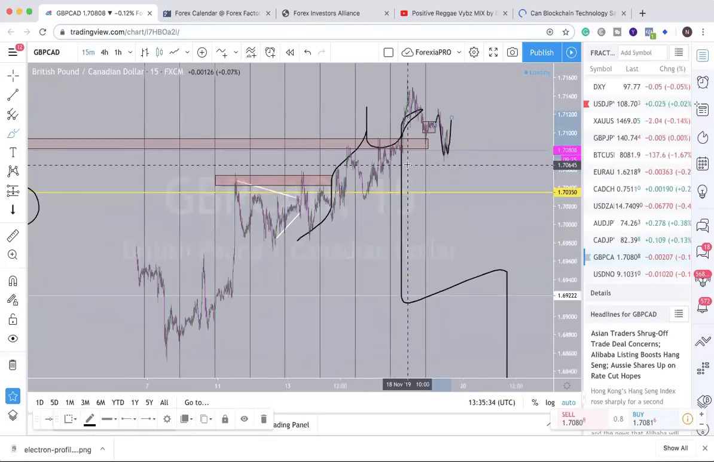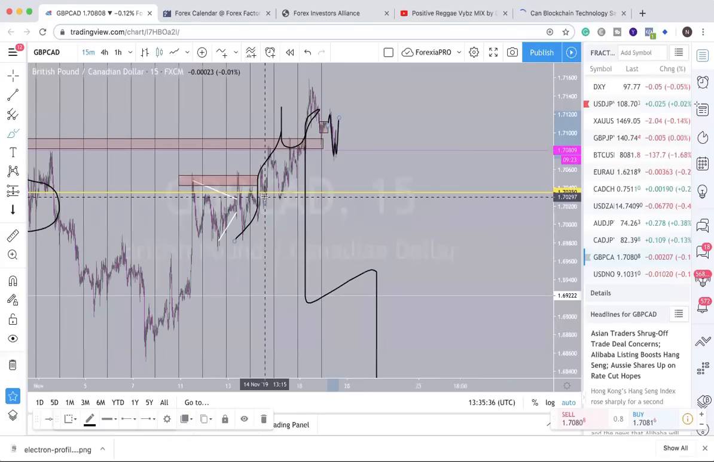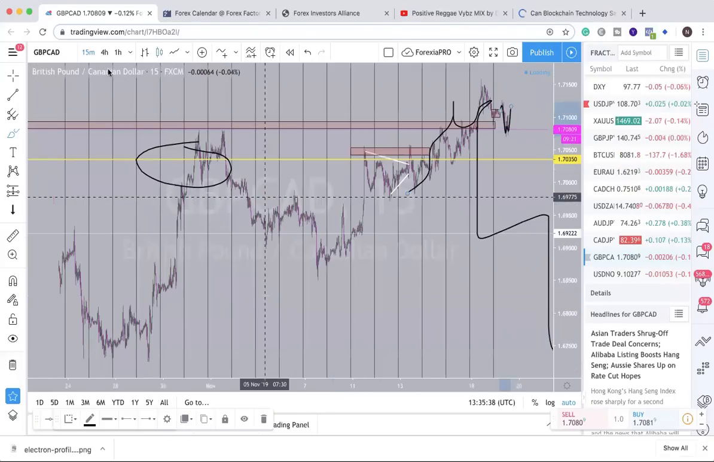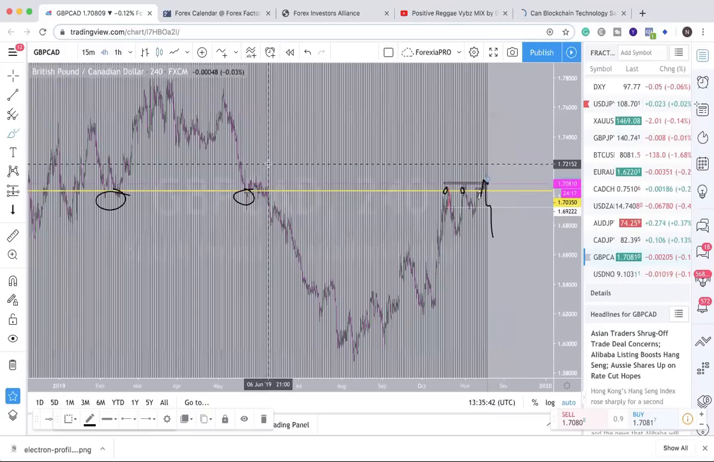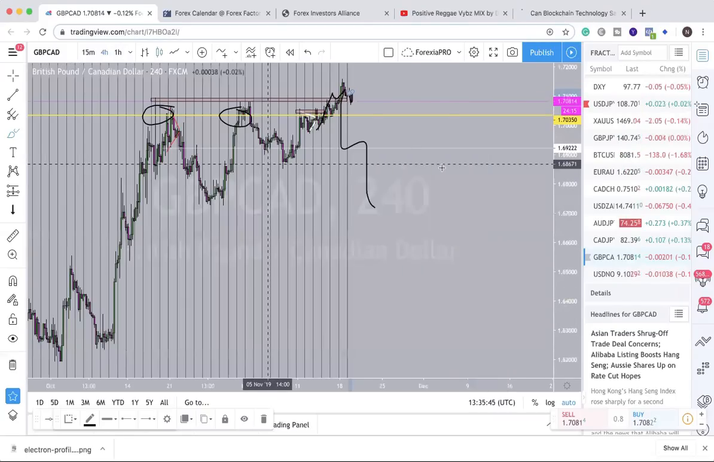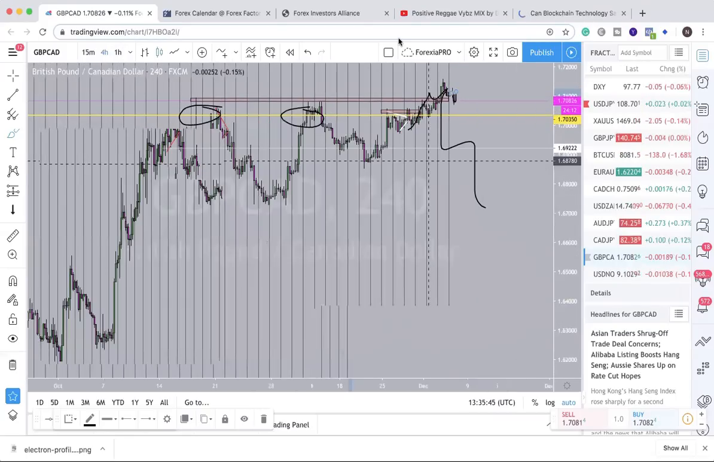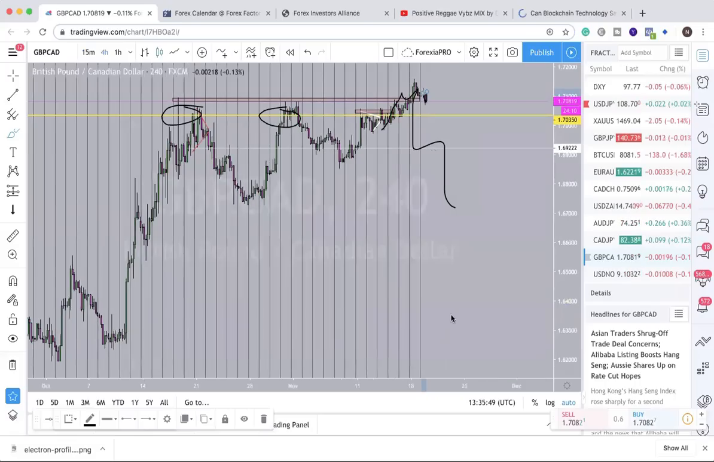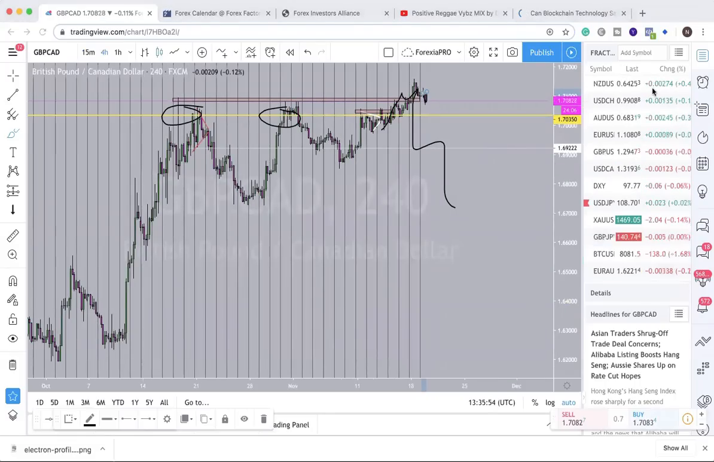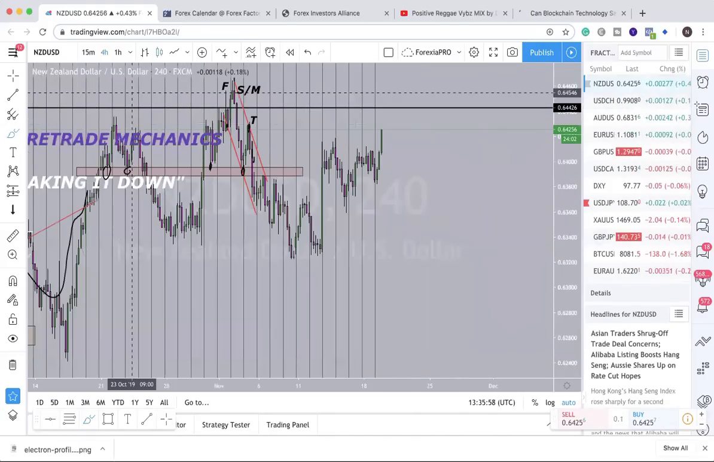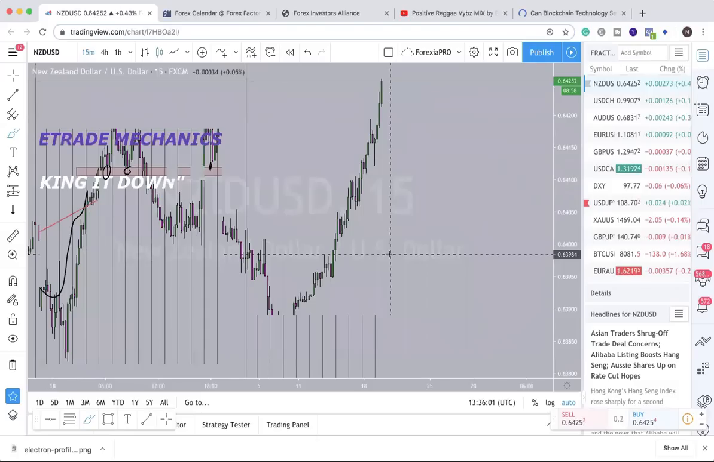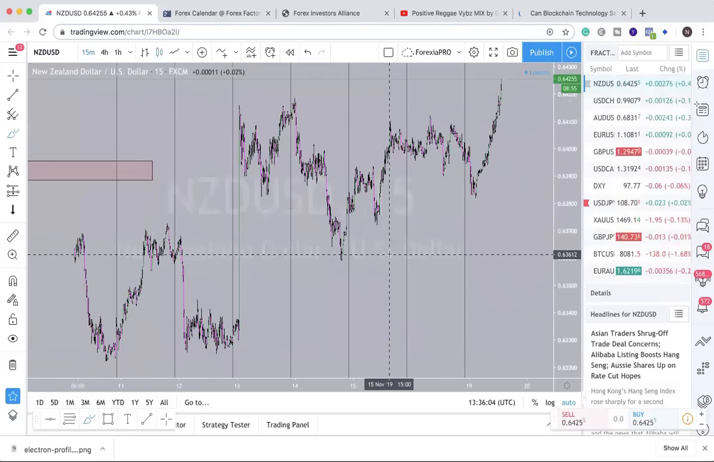And we also have this macro outlook on it. We kind of drew this up last week. If you guys were here, you should remember this. NZD looks like it's moving. Wow.